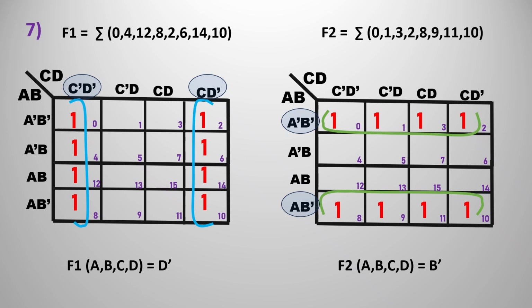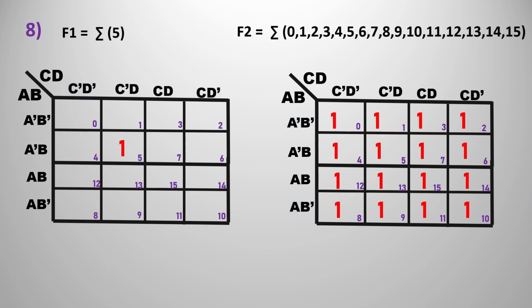Because c bar d bar to c d bar, you can see that d bar is not changing, but the row wise are all changing. So don't consider the row wise, see the column wise. In the column wise also the d bar is not changing, so that is our output. If you consider the f2, the row wise is not changing, that is b bar is not changing, so b bar is our final output for that.